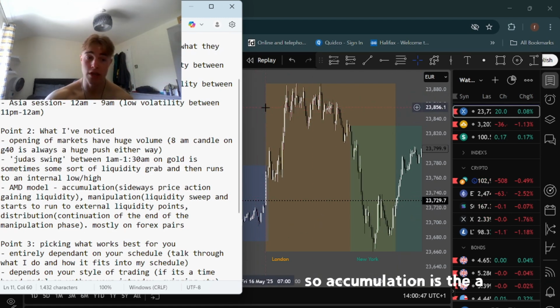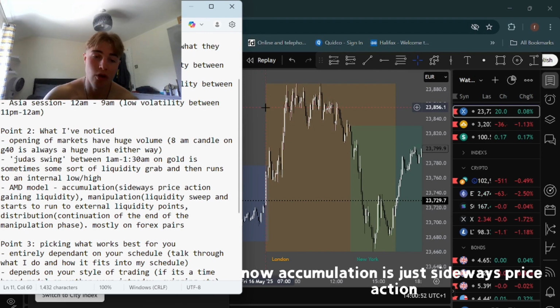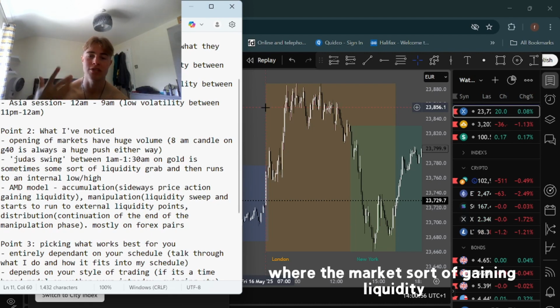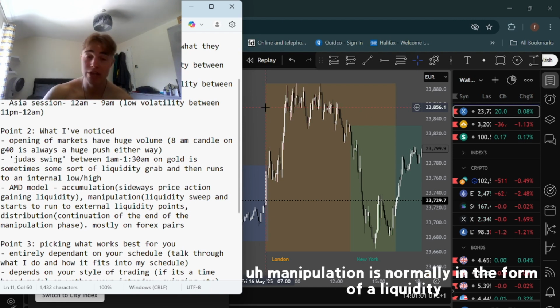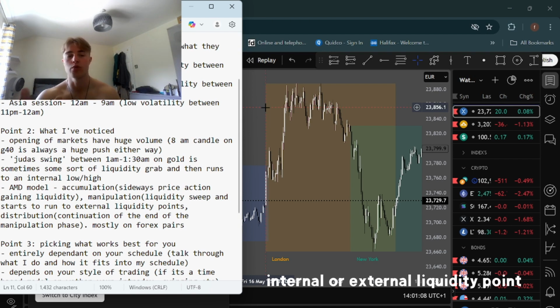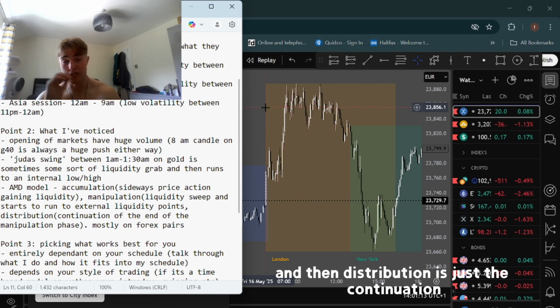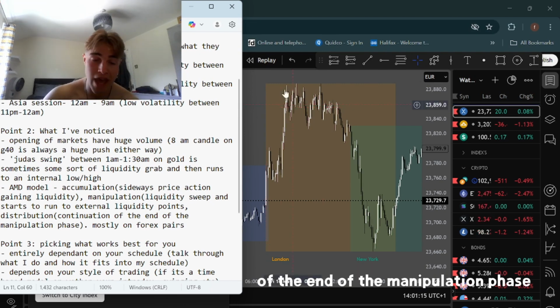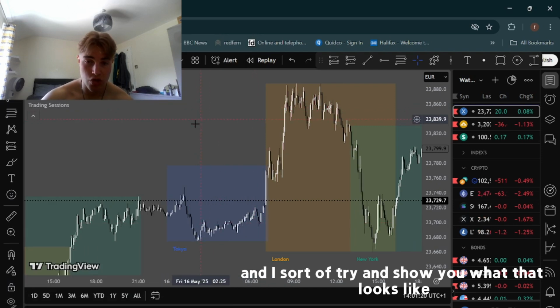Accumulation is the A, manipulation is the M, and distribution is the D. Accumulation is just sideways price action where the market is gaining liquidity, gaining orders to then manipulate somewhere else. Manipulation is normally in the form of a liquidity sweep, a move that starts to run to an internal or external liquidity point within the session. And distribution is just the continuation at the end of the manipulation phase. I'm going to try and show you what that looks like.